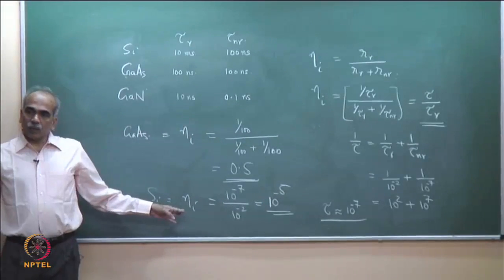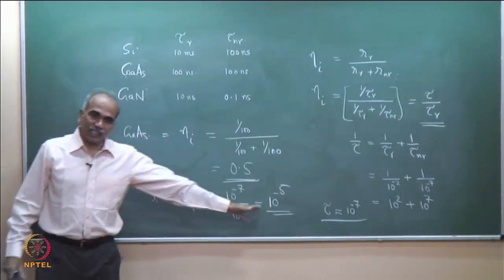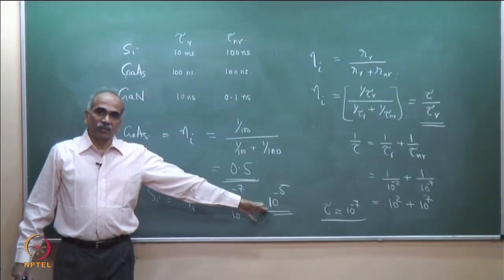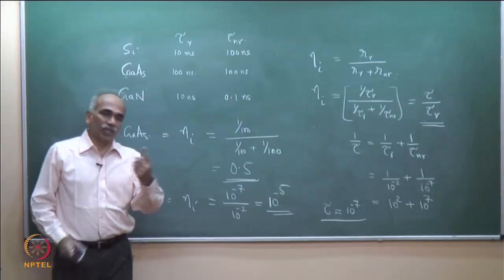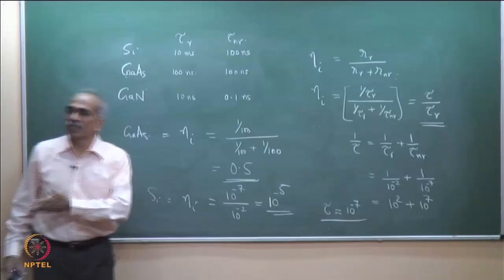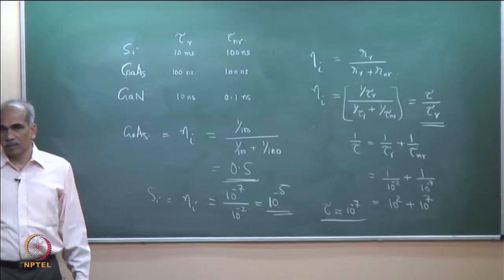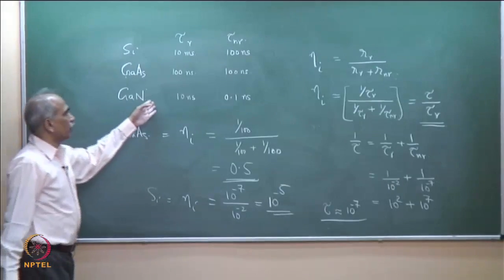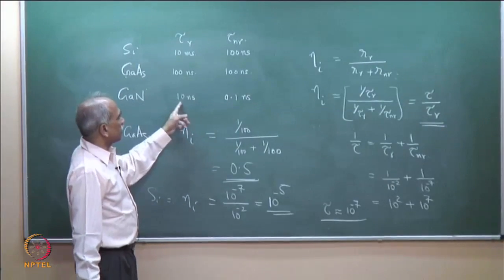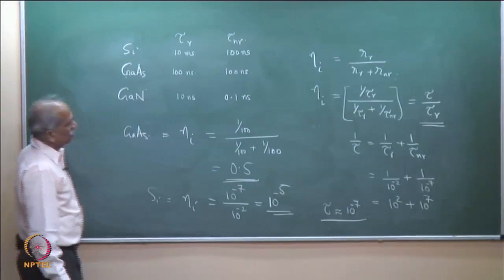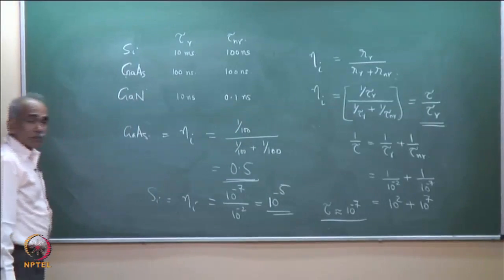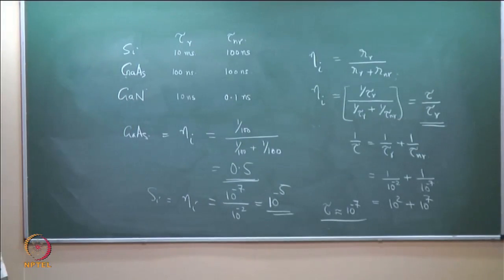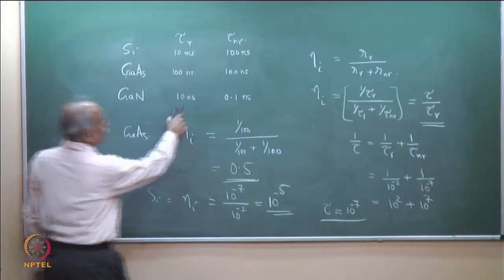The internal quantum efficiency for silicon is 10 power minus 5, which means out of 100,000 recombinations, one will generate a photon, all the rest do not generate a photon. Similarly, you can find out for gallium nitride here, this is 10 nanosecond, this is 0.1 nanosecond. I think this will come out to be approximately 10 power minus 2. Check what you get for this.